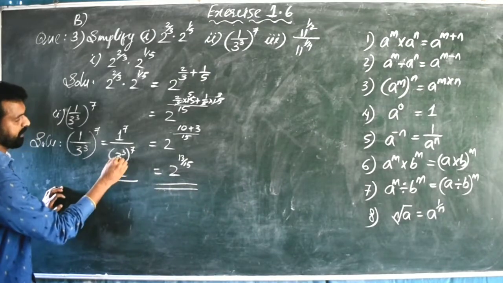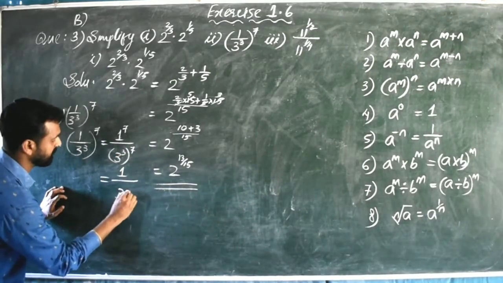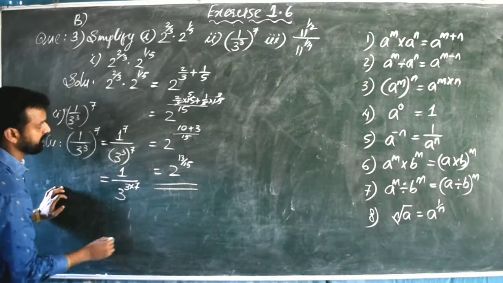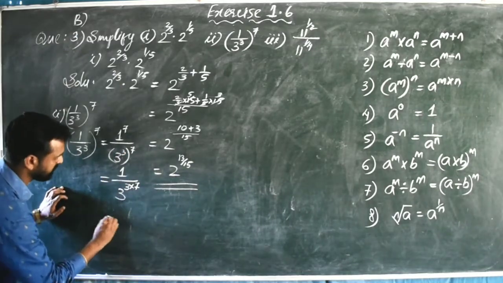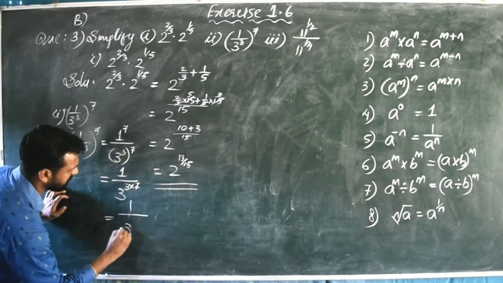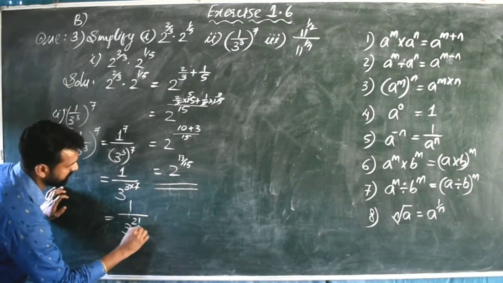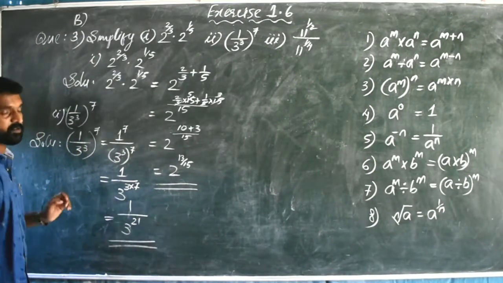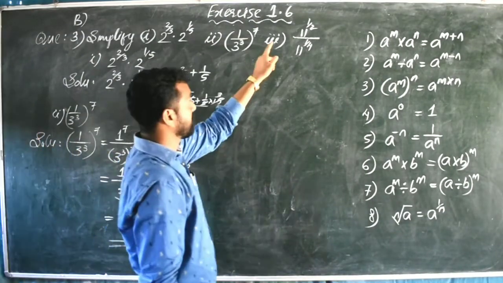The denominator is of the form A raised to M the whole raised to N. A raised to M into N, 3 into 7. That is equal to 1 divided by 3 raised to 3 sevens are 21. 1 divided by 3 raised to 21. That is the answer. Now question number 3.